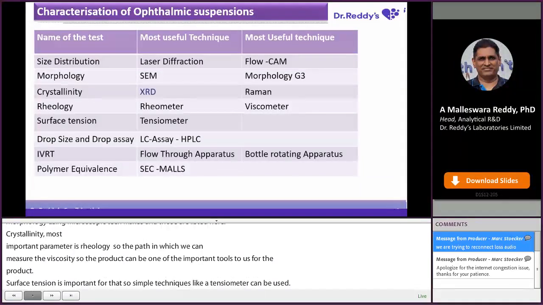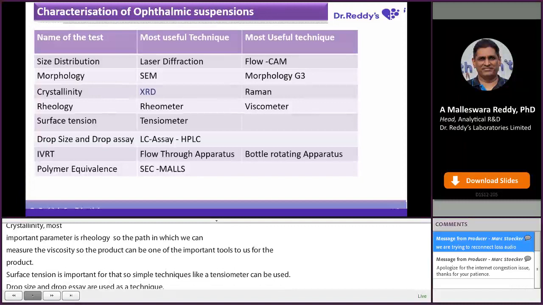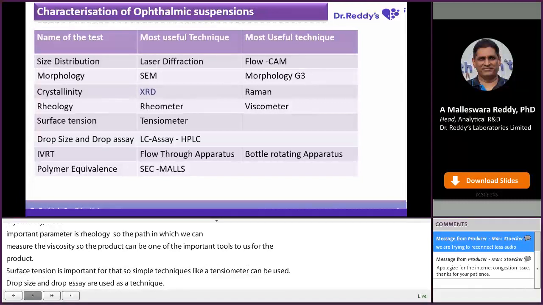In vitro release characteristics are measured. The most useful techniques are the flow-through apparatus and the bottle rotating apparatus. Polymer equivalence is assessed using SEC-MALS.